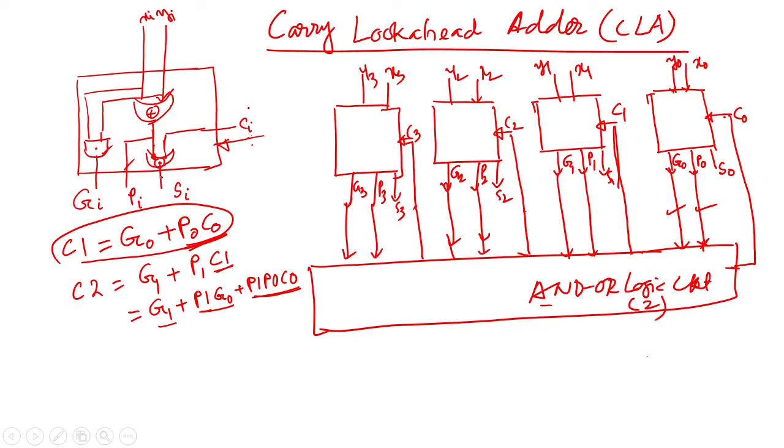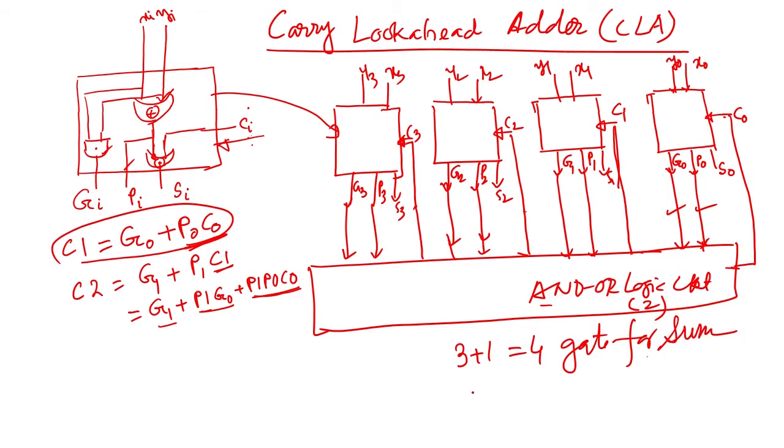So, after reaching C3 here, there is also the same basic block. To get the sum it will take one more gate delay. So, therefore, 3 plus 1, total 4 gate delay for sum and 3 gate delay for carry.